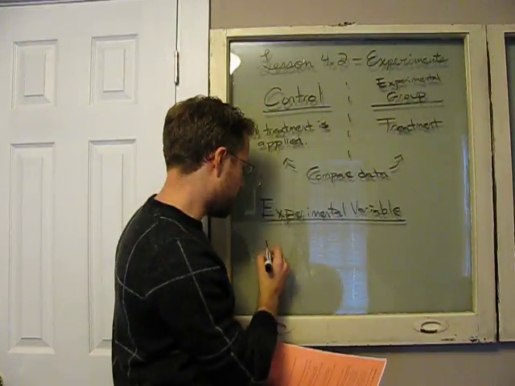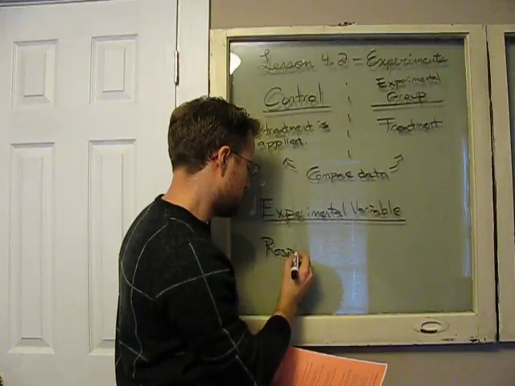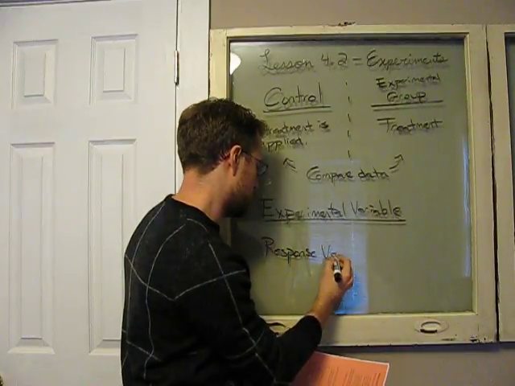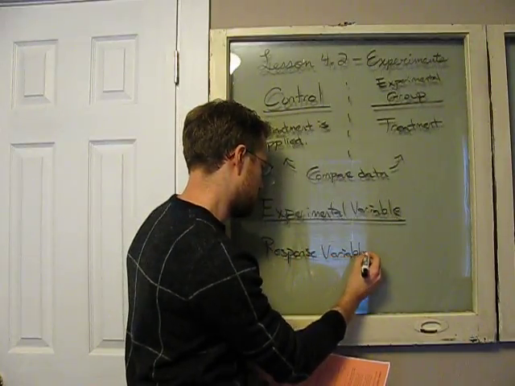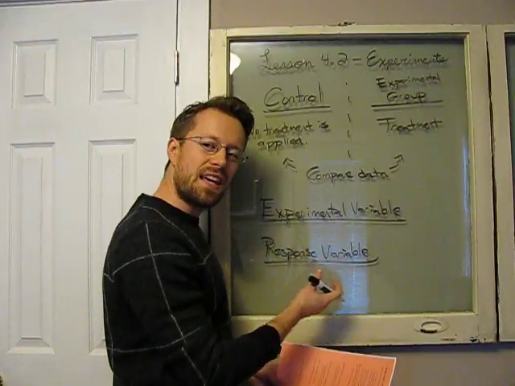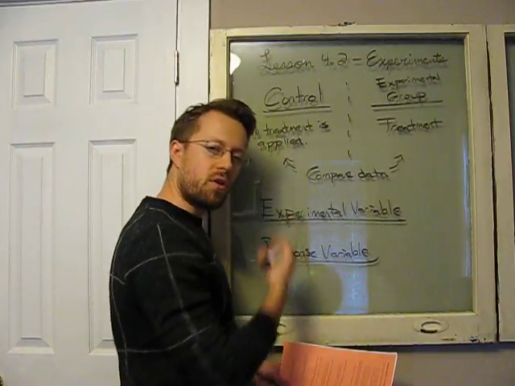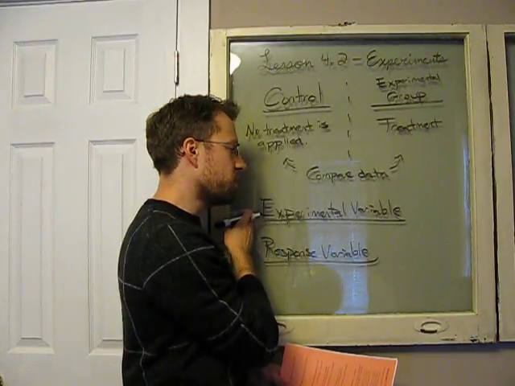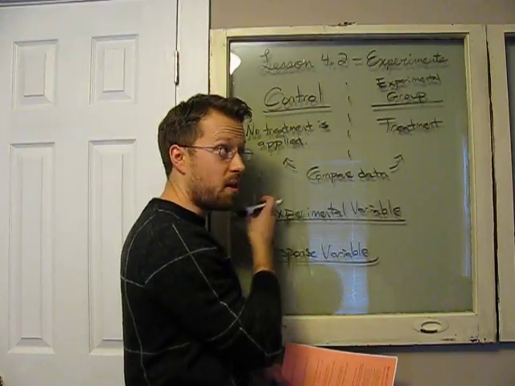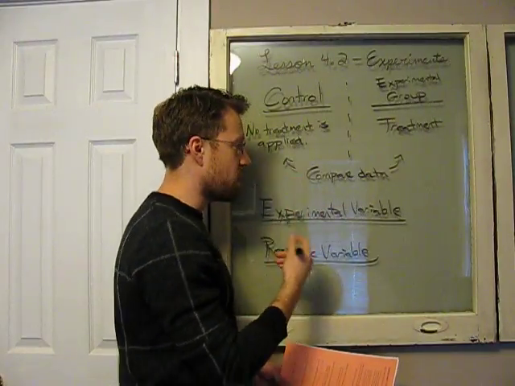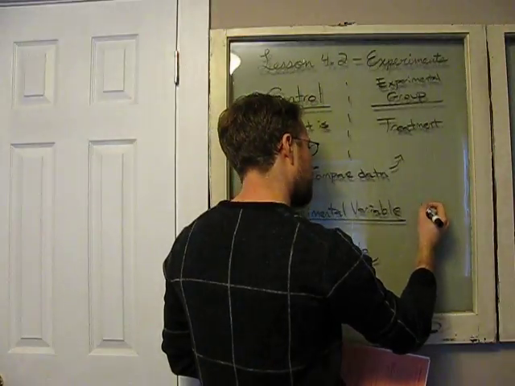The response variable is that thing you're measuring when you're done. So the experimental variable in this experiment I'm talking about with the caffeine and pulse rate would be caffeine.